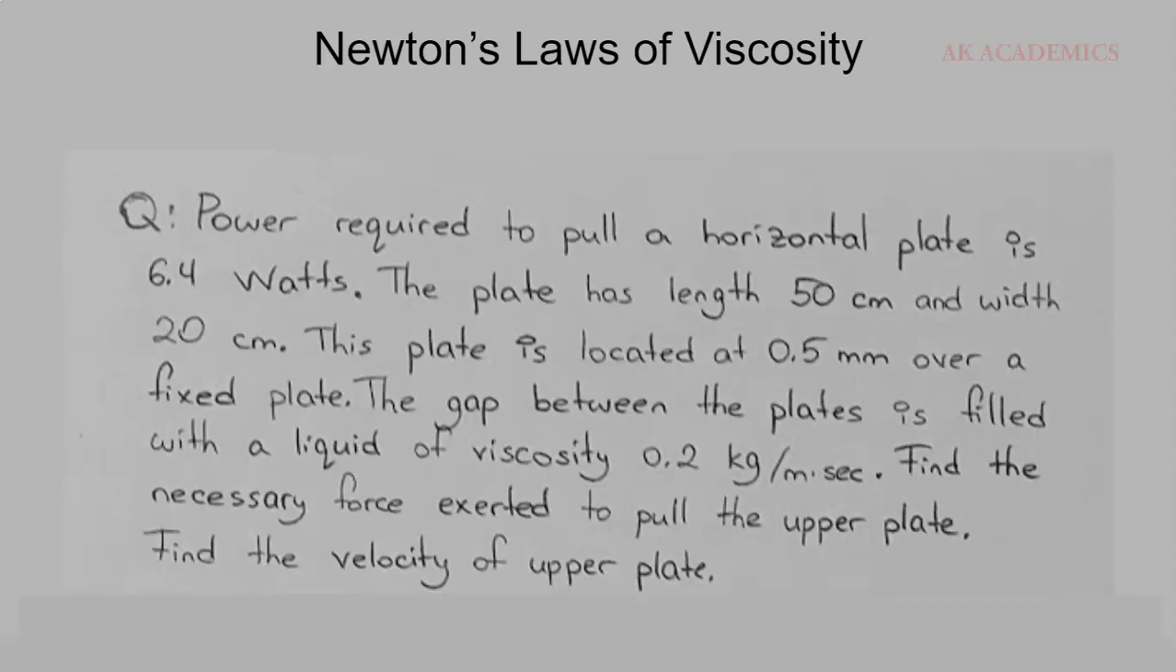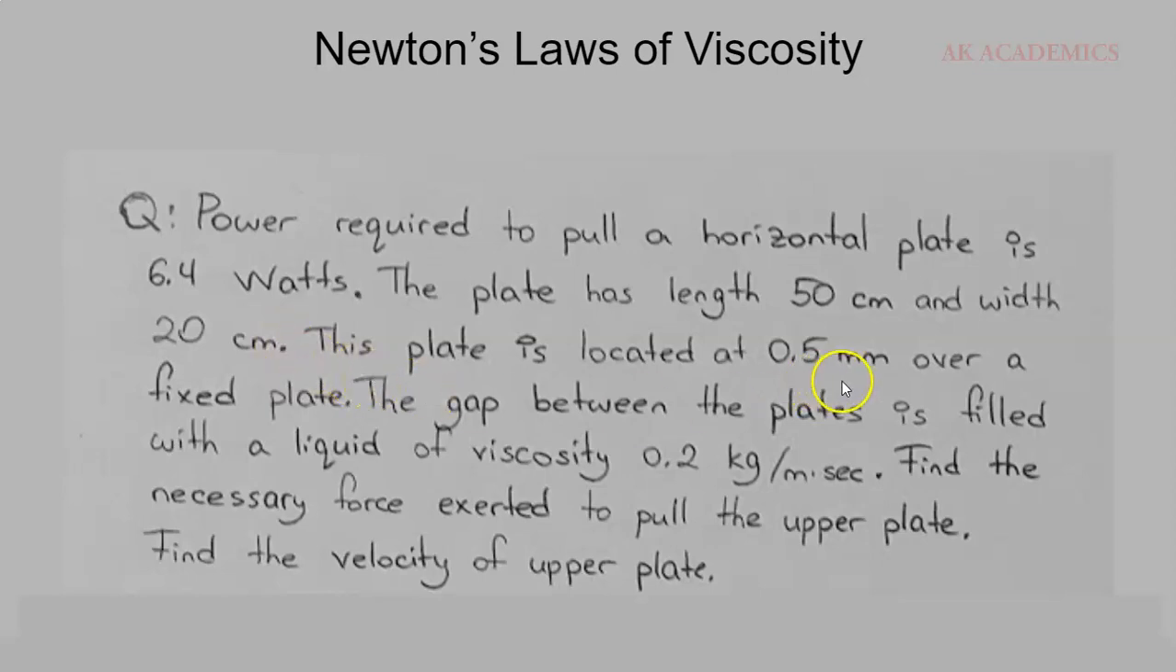Again, we are looking for velocity and then we are looking for force. And in finding velocity and force, there are a number of parameters that we would have to, first of all, determine. So let's get started. Let me point your attention to all the parameters given in the question. We have our viscosity to be 0.2 kilogram per meter per second. We have power given as 6.4 watts. We have the length of the plate as 50 centimeters. The width of the plate is 20 centimeters. That simply means with these two parameters, we can easily find the contact area of the plate with the liquid.